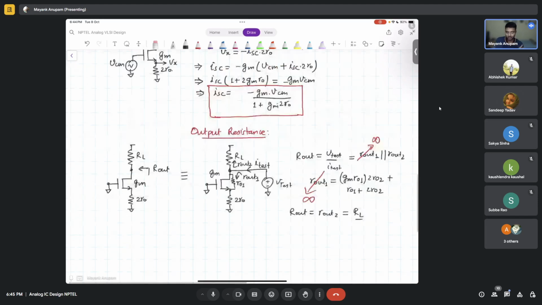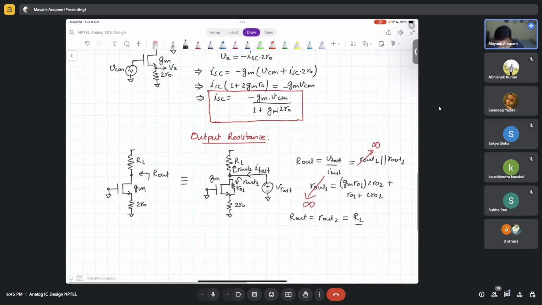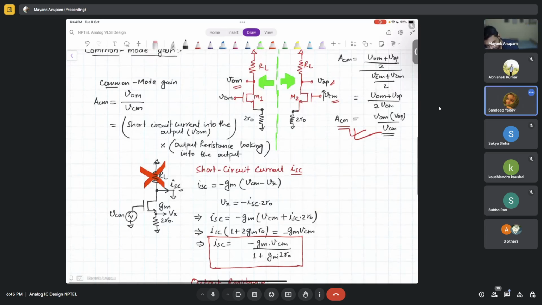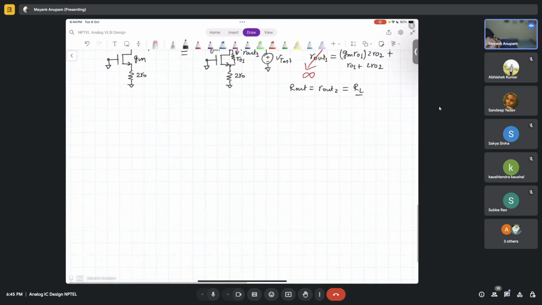Correct? So now tell me, what is the total short circuit, sorry, what is the common mode gain in that case? So common mode gain is what?